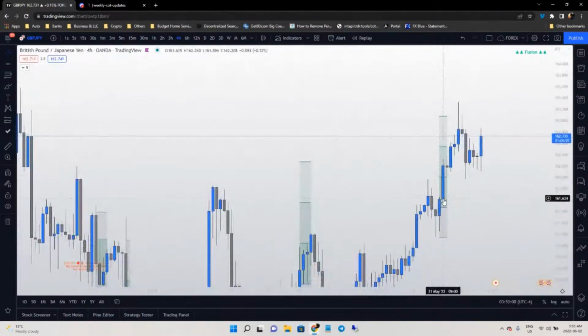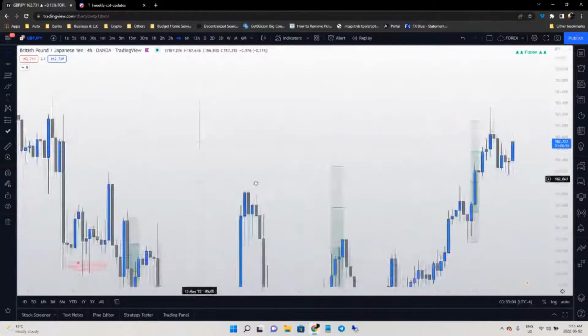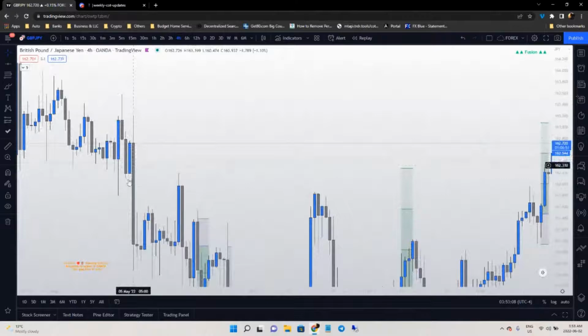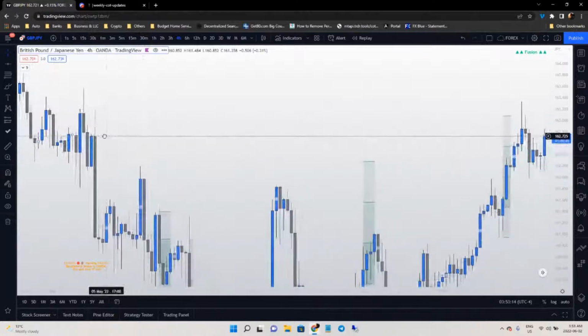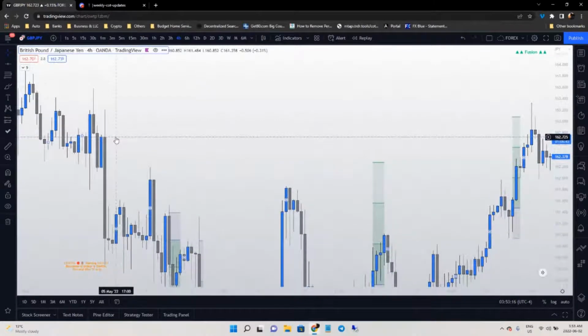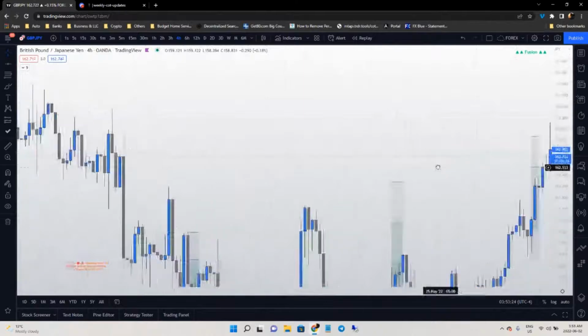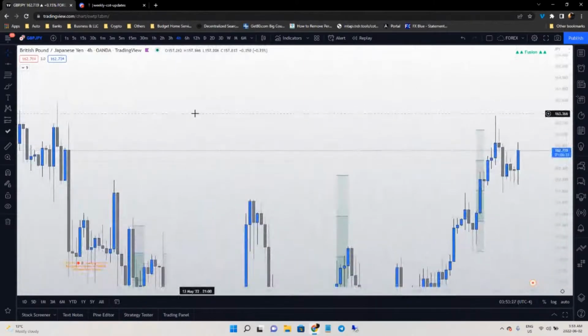So based on where we were in the market, I was expecting the price to go here to fill up this imbalance in full. Okay. So I was expecting at least TP 2.5. And as you can see, it went all the way up to here.